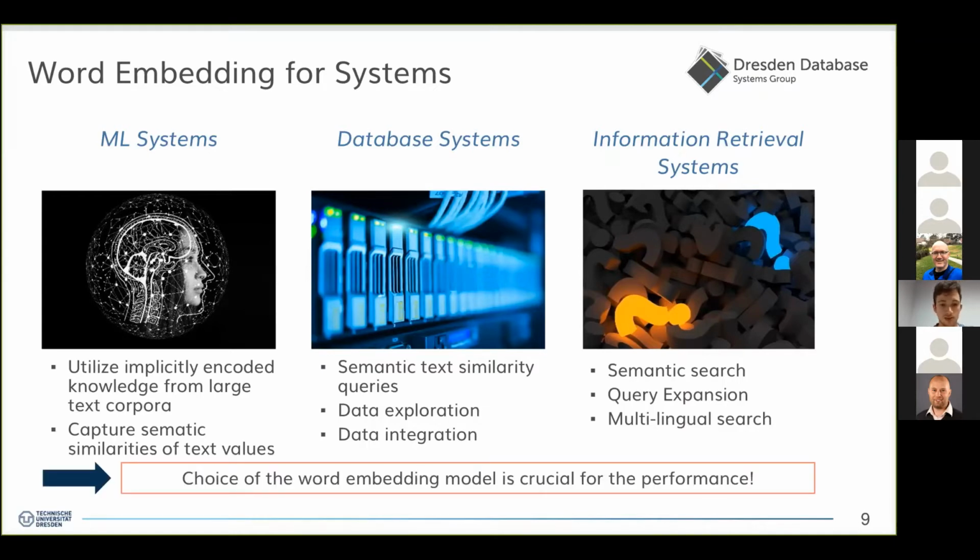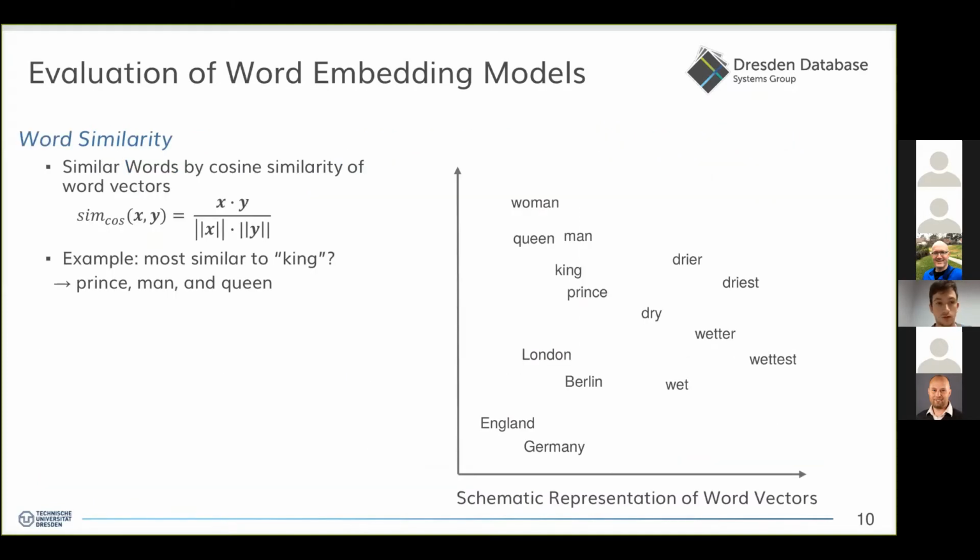For all those applications, the choice of the right pre-trained word embedding model is very crucial for the performance of these algorithms. And so we come now to the evaluation. Word embedding models are often evaluated by some arithmetic properties. For example, word similarity can be quantified by calculating the cosine similarity of word vectors. In this schematic image, we can see that the words most similar to king, according to the cosine similarity, are prince, queen, and man.